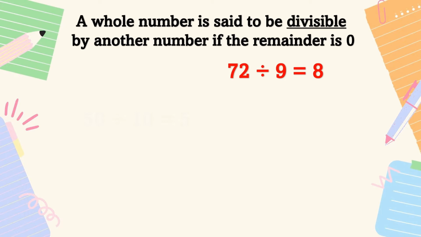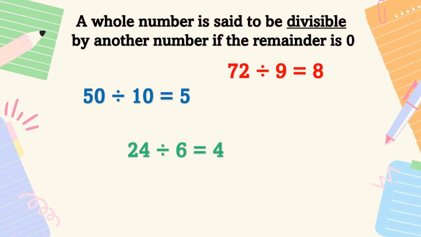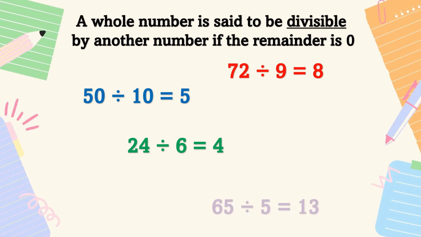For example, 72 divided by 9 is 8. 50 divided by 10 is 5. 24 divided by 6 is 4. And 65 divided by 5 is 13.